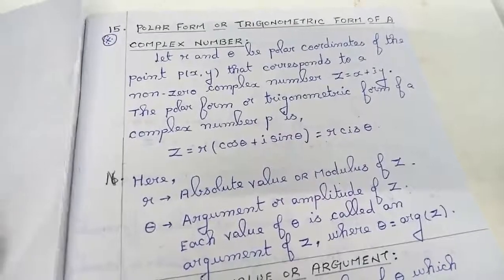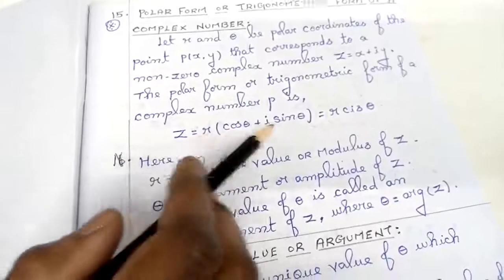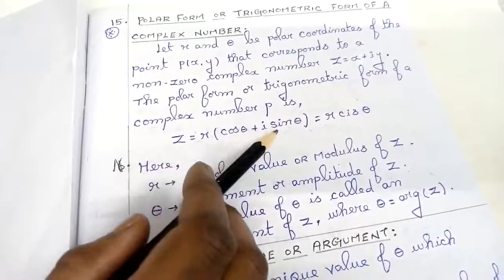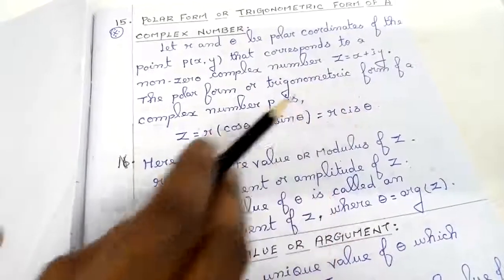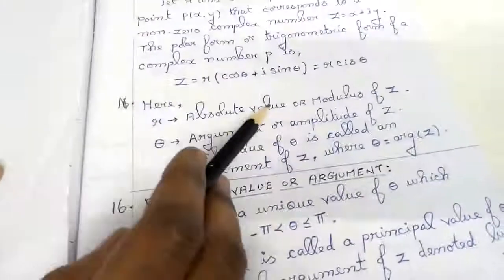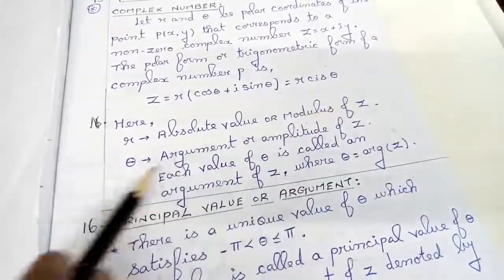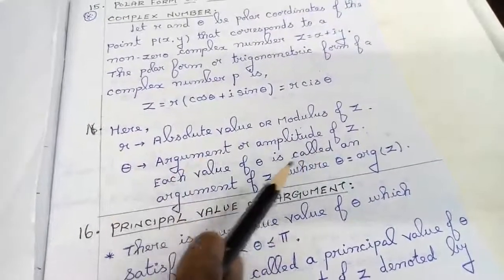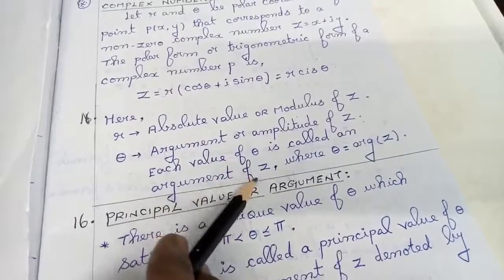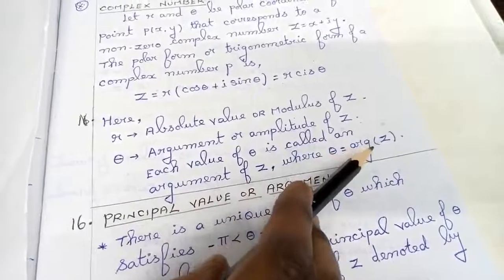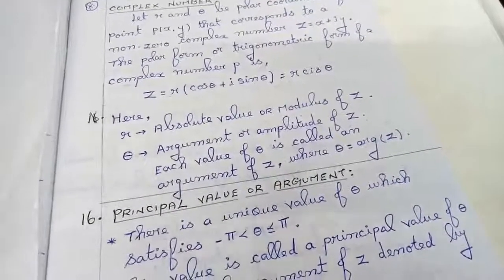The next one, polar form of a complex number. What is the meaning of polar form of a complex number? z is equal to r (cos theta plus i sin theta) is the polar form. Cos theta plus i sin theta, in short they write like this, CIS theta. Here r is nothing but the absolute value or modulus of z. Mostly you will be using modulus of z. Theta means argument or amplitude of z, where theta is equal to argument of z. So this is the idea of polar form. It is also known as the trigonometric form of a complex number.